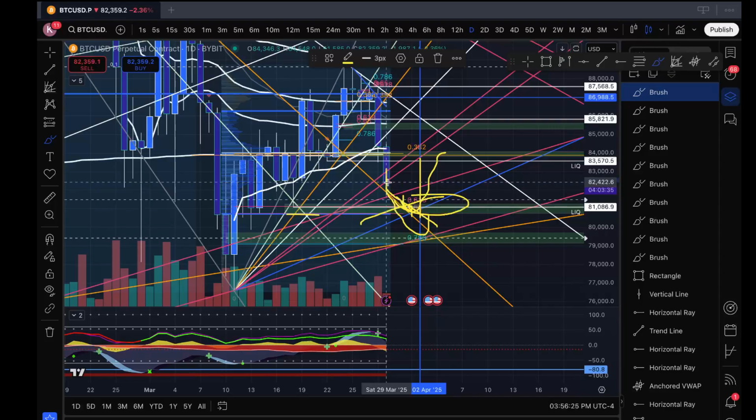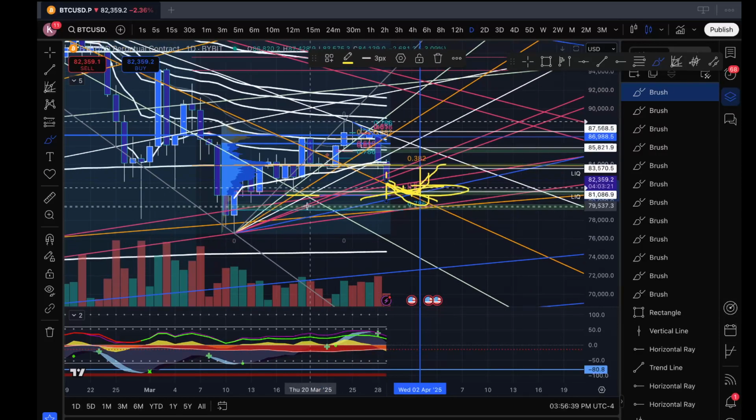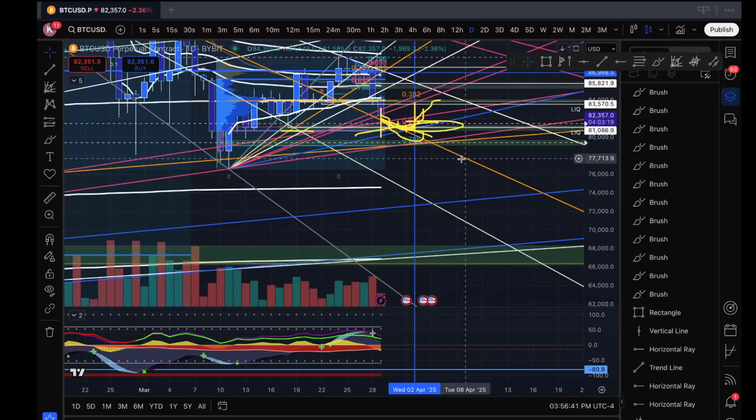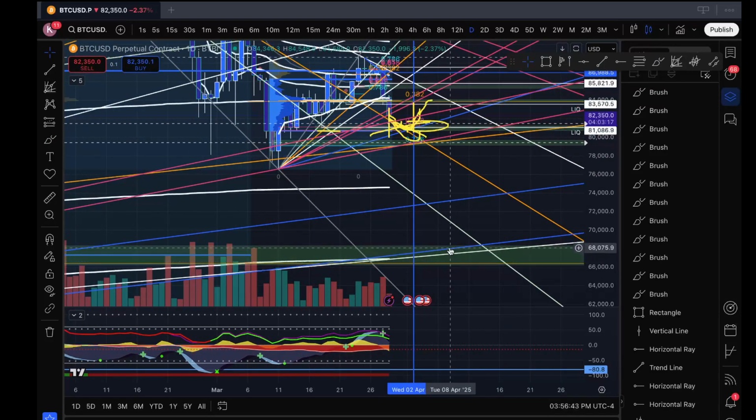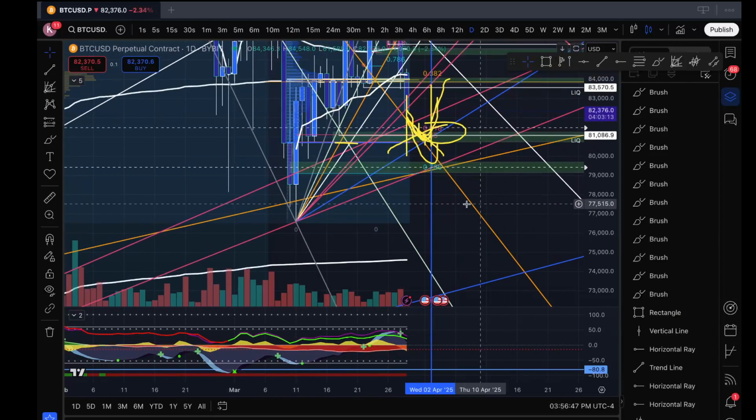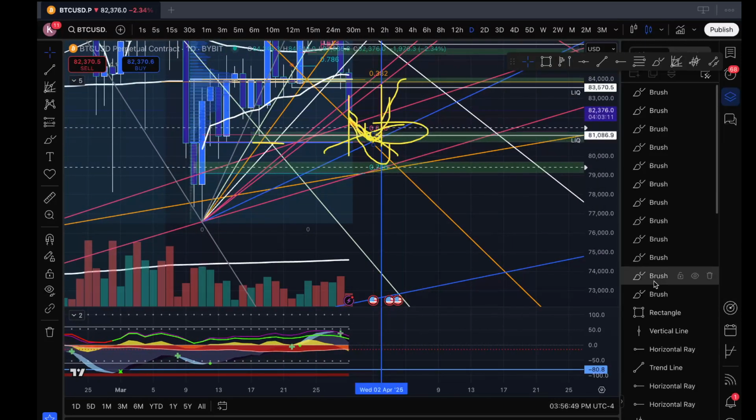So with the Trump tariff news, if it is bouncing in this area, I think that's going to make for a very, very nice bounce to the upside. If we do get a deeper retracement, I do have this level marked out down here as well, this 68 thousand zone.